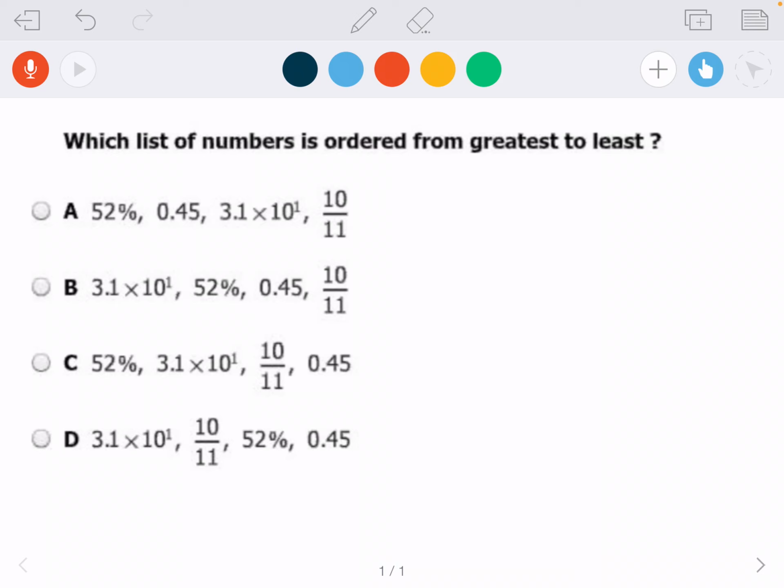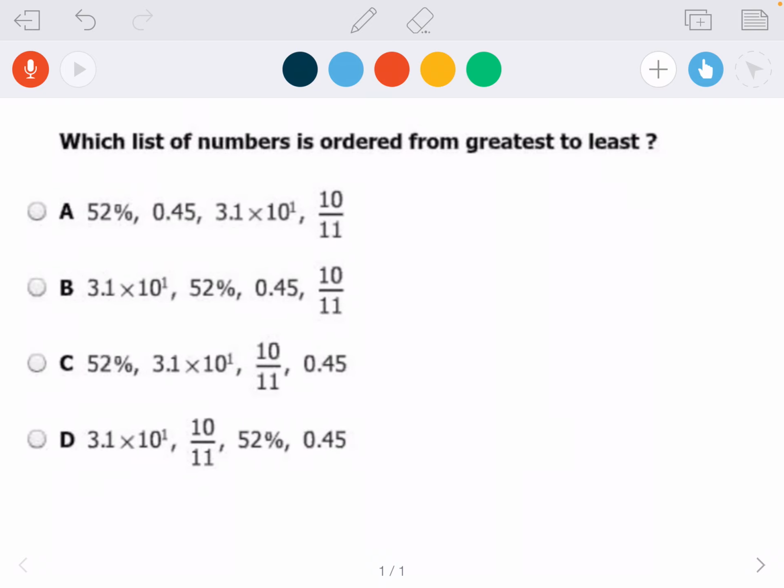So what I would do is take each one of these and figure out what all of them are as a decimal. So 52%, I see that in all of the answer choices. If I change 52% to a decimal, I need to move my decimal 2 places to the left. So 52% is 0.52. The 0.45, obviously, we don't need to change to a decimal. It's already in decimal form.